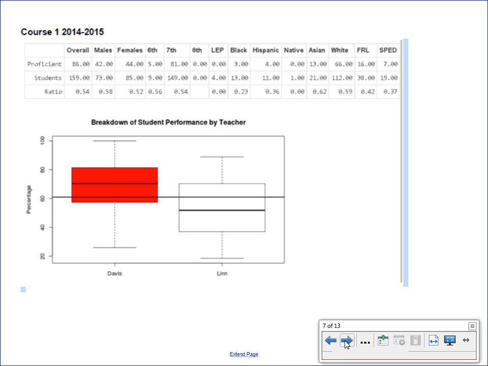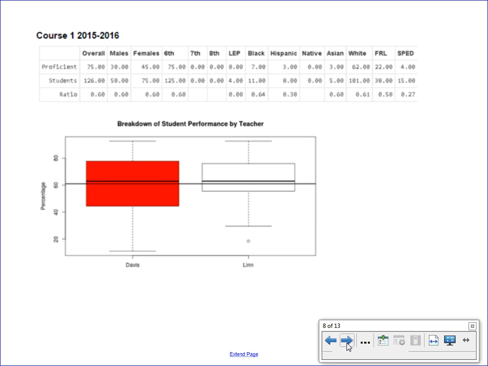Now, this next page has the results from last year broken down by demographics. So if we take a look at the overall in 2014, 2015, the ratio part where it says 0.54, that was 54% of our kids that were on pace to being proficient last year. And when we look at this year's data, we're projecting that we have 60% of our kids on pace for being proficient. So we're up with that number.